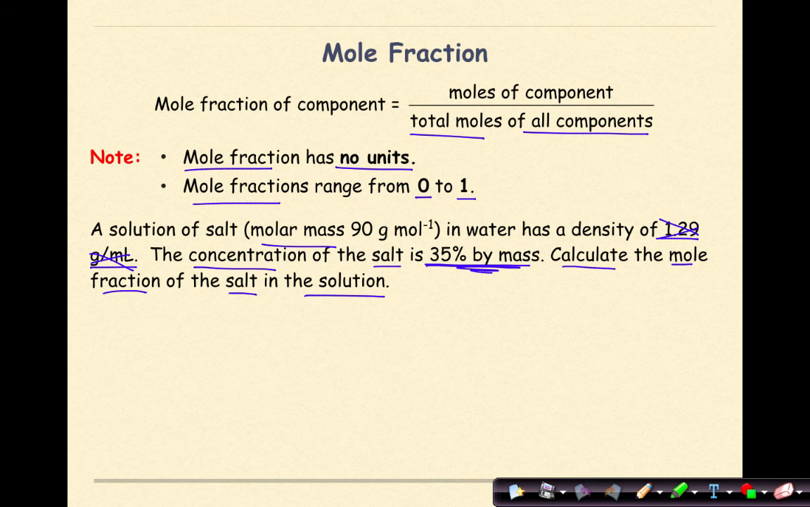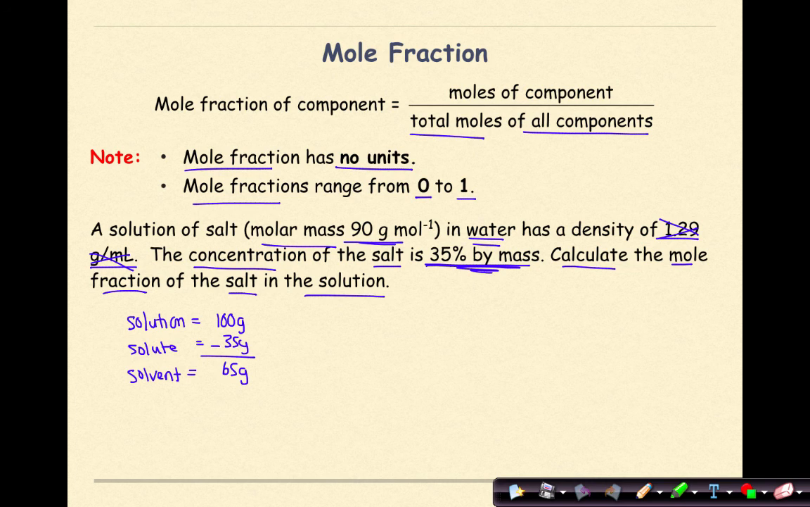So what we're going to do is assume a 100 gram sample. So our solution here is going to equal 100 grams. Now we know that the concentration of the salt is 35% by mass, so my solute is going to equal 35 grams. And if I subtract these two, my solvent is going to equal 65 grams. And they tell me that the solvent is water.